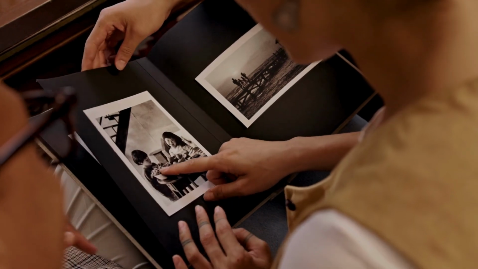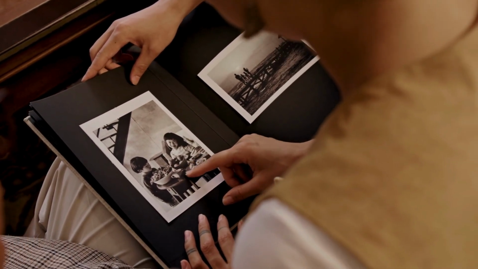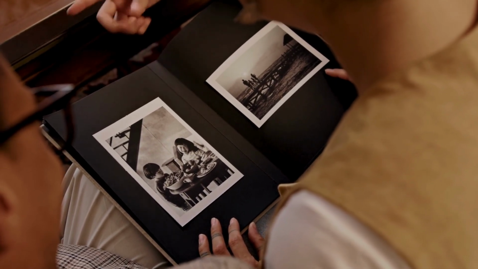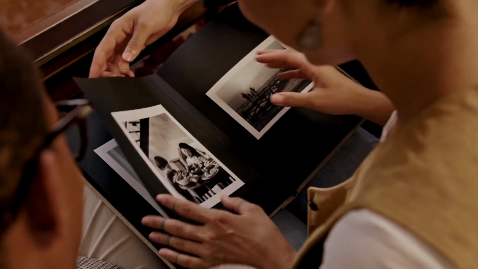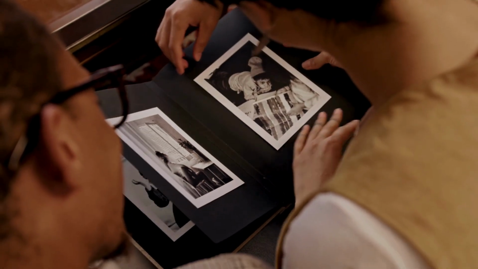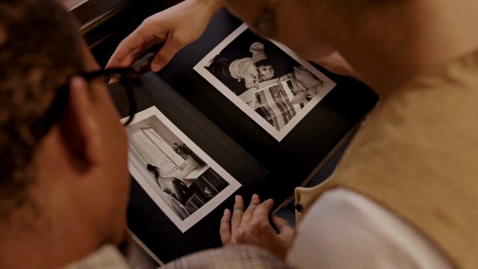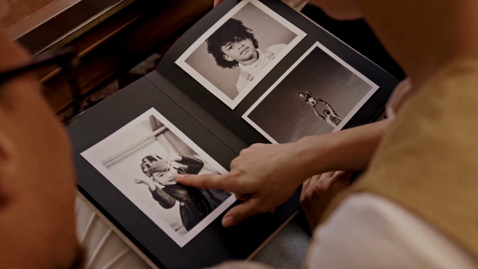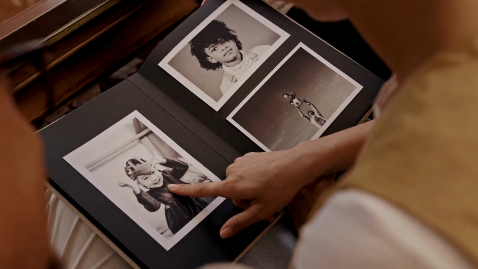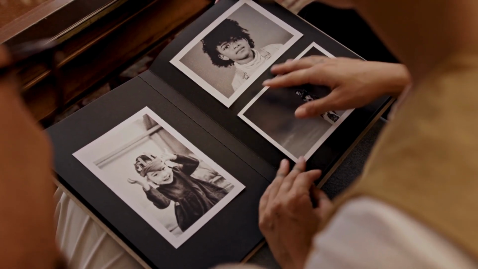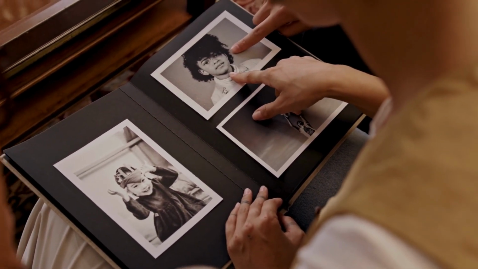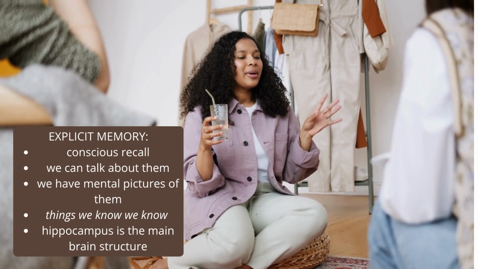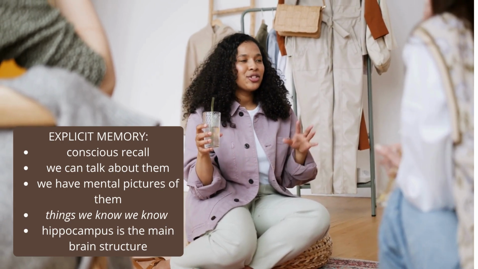What is explicit memory? Explicit memory is also called declarative memory. It's a type of long-term memory that involves conscious recall. So these are the memories we can talk about. For example, facts, events, and knowledge that we know. There are two main types, episodic memory and semantic memory.